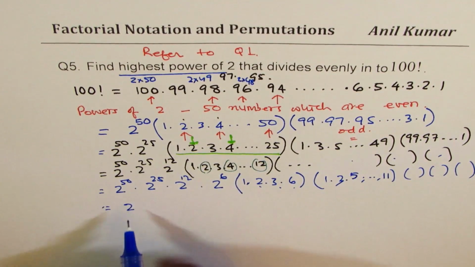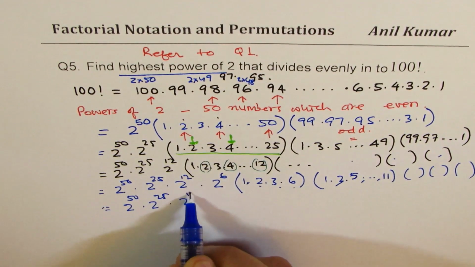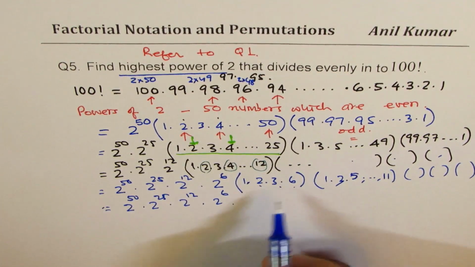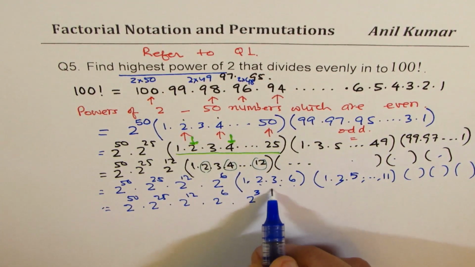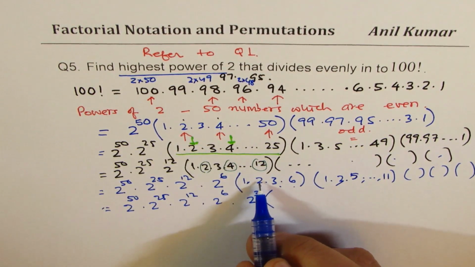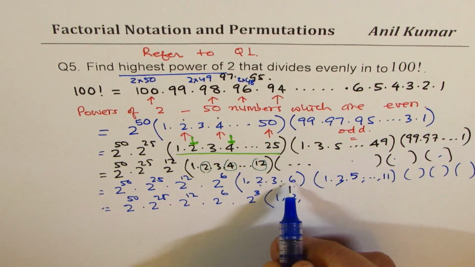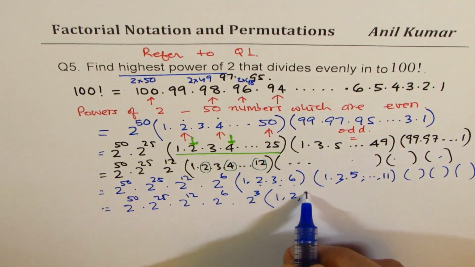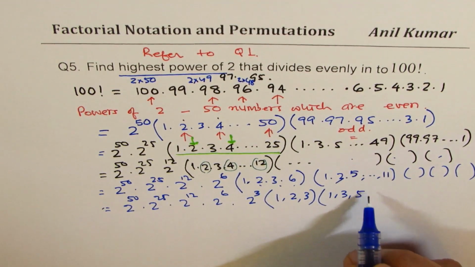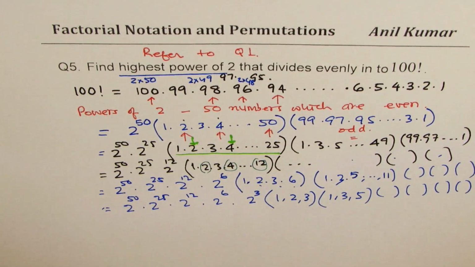There are 3 numbers, 2, 4, 6. Okay. So we get 2 to the power of 50 times 2 to the power of 25 times 2 to the power of 12 times 2 to the power of 6. And that means 2, 4, 6 is 3, right? So we get 2 to the power of 3. And if I do that, I'm left with 2 divided by 2 is 1, 4 divided by 2 is 2, and 6 divided by 2 is 3, plus the numbers 1, 3, 5 and all other lists, right? So all other lists. Does that make sense to you?